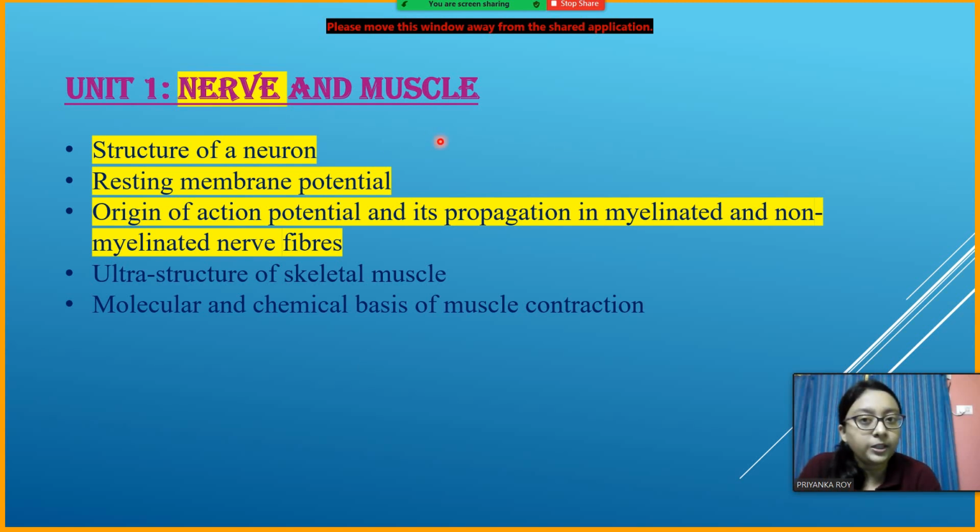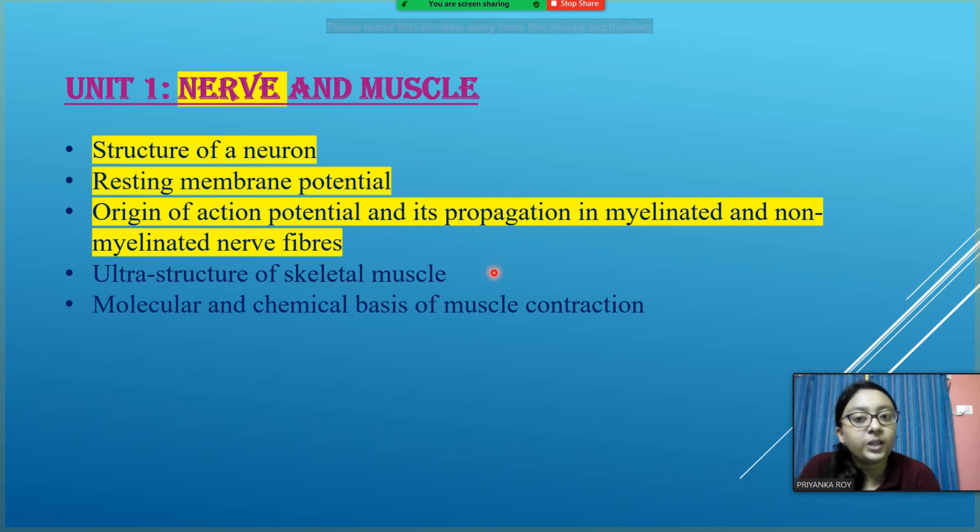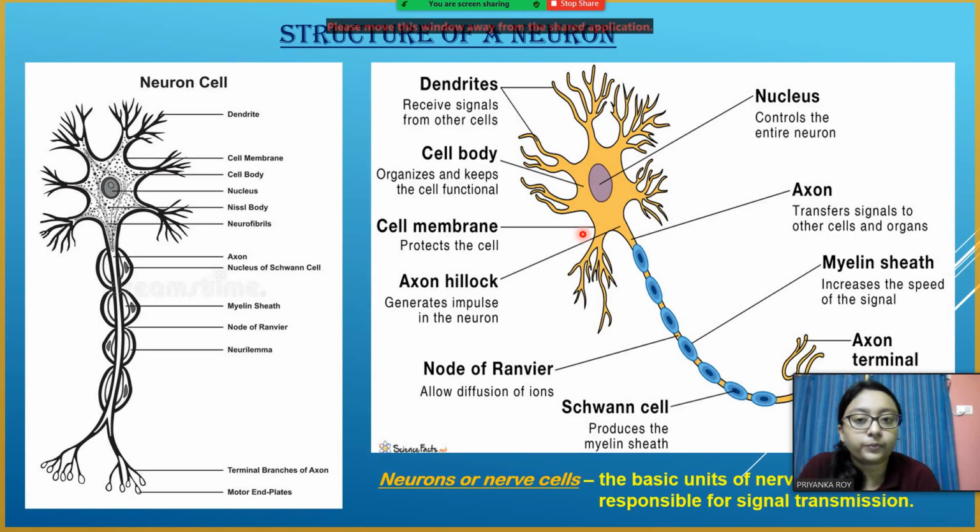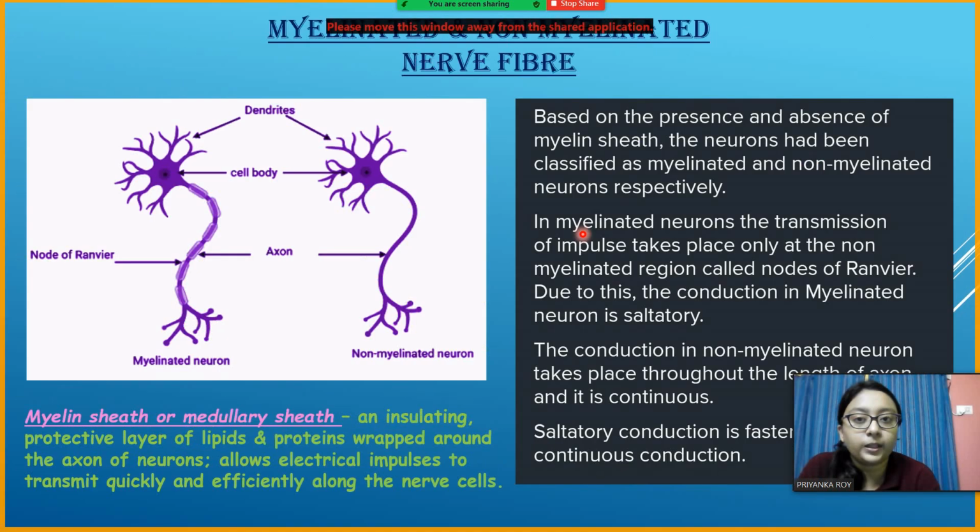So in the last video, I had discussed the structure of a neuron, resting membrane potential, and what is action potential. Today I will move on to the propagation of nerve impulse in myelinated and non-myelinated nerve fibers. So this is the myelinated nerve fiber and this is the non-myelinated neuron.